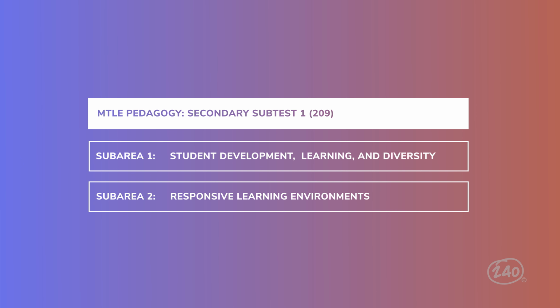Now, the MTLE Pedagogy Secondary Subtest 1 consists of approximately 50 total questions, coming from two overarching sub-areas. The sub-areas are student development, learning, and diversity, and responsive learning environments. Each sub-area is worth about 50% of the exam. This means you'll see about 25 questions from each. Within these two sub-areas, you'll find three objectives.